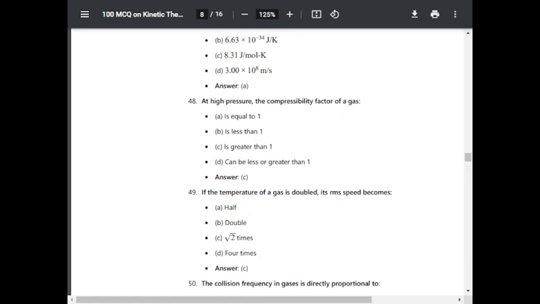Question number 48. At high pressure, the compressibility factor of a gas is: option A, equal to 1; option B, less than 1; option C, greater than 1; option D, can be less or greater than 1. The correct answer is C, greater than 1. At high pressure, the compressibility factor of a gas is greater than 1. Option C is correct.